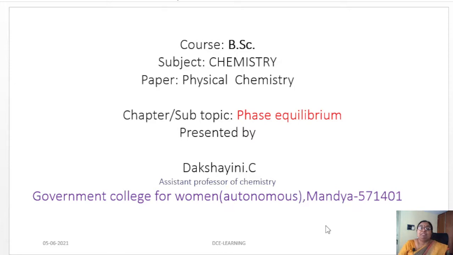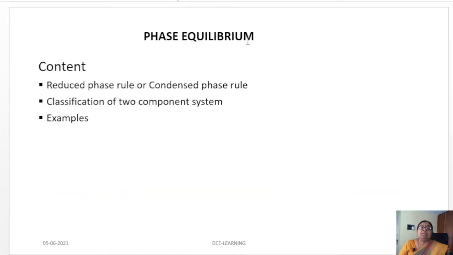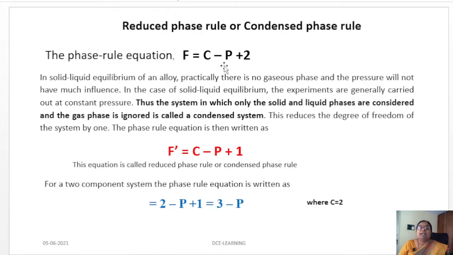Today we are going to discuss the topic phase equilibrium for the BSc chemistry course, paper physical chemistry. In phase equilibrium, this content contains the reduced phase rule or condensed phase rule, classification of two component systems, and some examples on that.